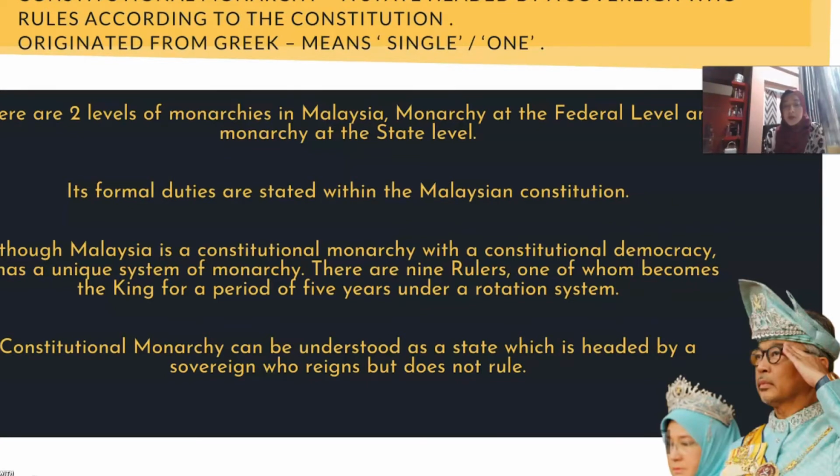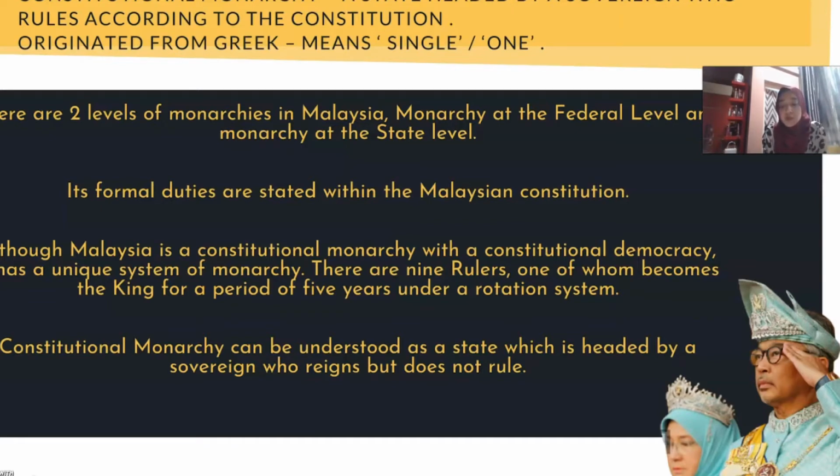A constitutional monarchy is like many other countries in the world. It is practiced by Malaysia, United Kingdom, and also Spain. And constitutional monarchy is actually a system of government in which the monarch shares powers with a constitutionally elected government. Although Malaysia is a constitutional monarchy with a constitutional democracy, it has a unique system of monarchy, in which we can see that there are 9 rulers, one of whom will become the king for a period of 5 years under a rotation system.